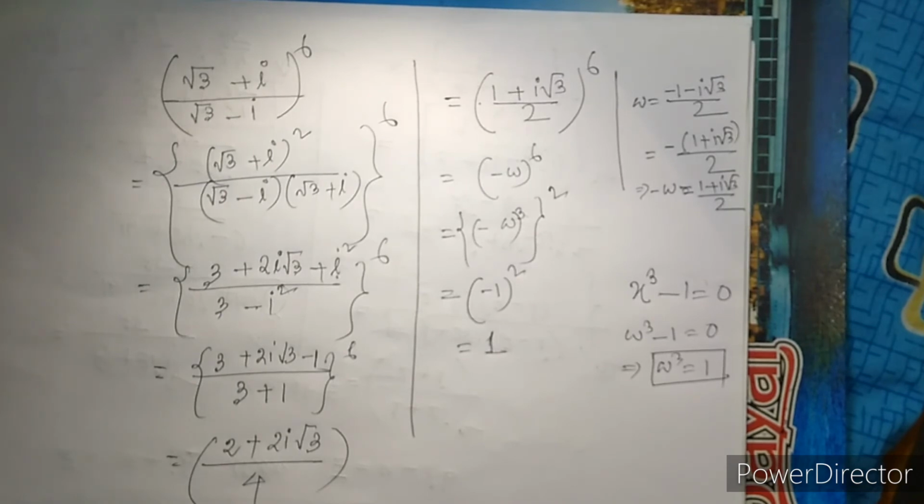What is √3 + i by √3 - i to the power 6 is equal to option A -1, option B 0, option C 1, option D 2. Which option matches? Option C matches.